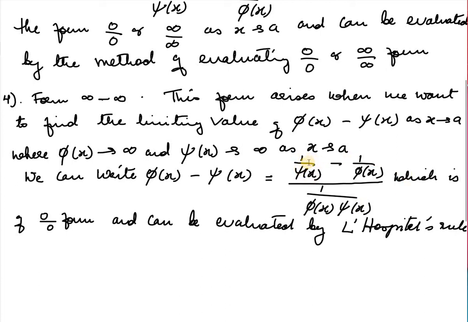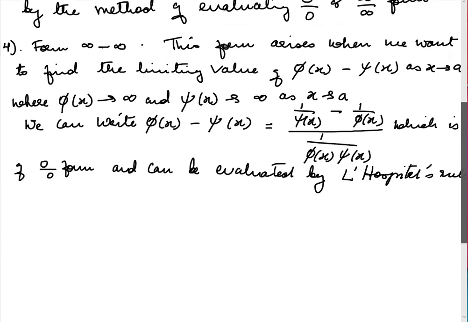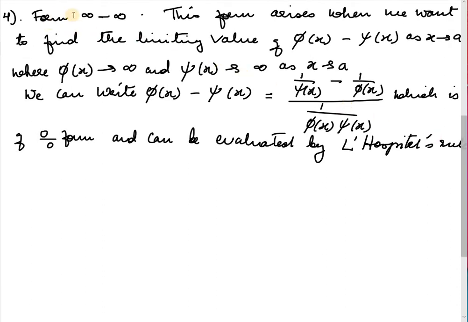You'll see that 1 upon psi x will be 1 by infinity, so it will be 0, and minus 1 by infinity also will be 0. So the numerator will become 0. In the denominator, you have 1 upon phi x into psi x, which is infinity times infinity, and 1 by infinity will be 0. So it reduces to 0 by 0 form, and the limit of phi x minus psi x can be evaluated by L'Hopital rule. So we'll follow this rule in order to find the limits of functions of type 3 and type 4.